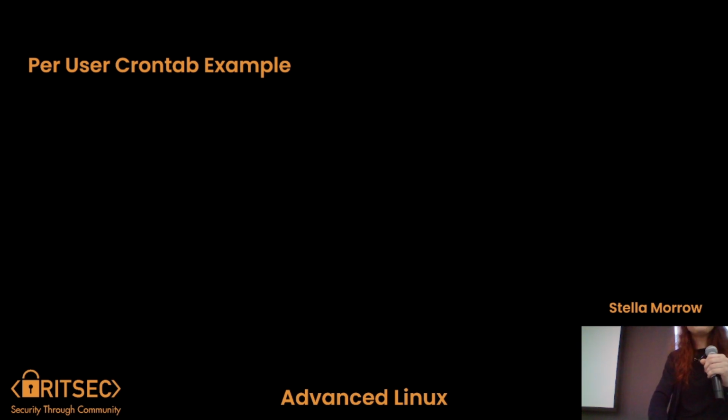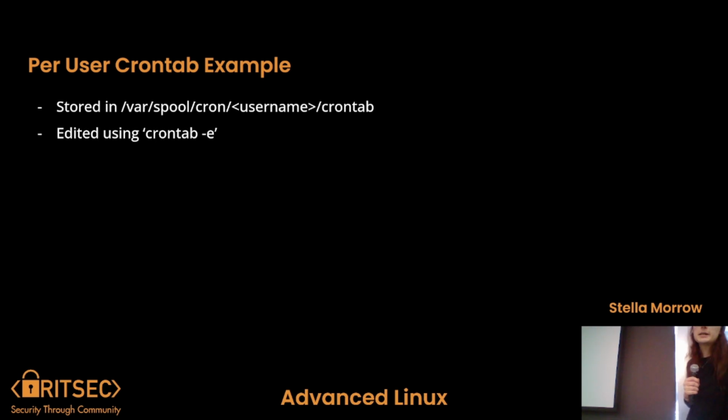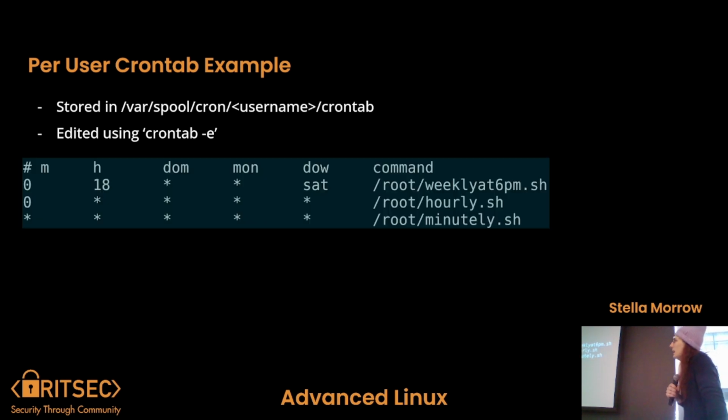There we go. So per-user crontab examples, which is the one you deal with 99% of the time, they're stored in /var/spool/cron/username. Edit them using crontab -e. I guess you might not have to. You could probably edit it directly and then restart the service, but why? I guess if red team bricks your command.